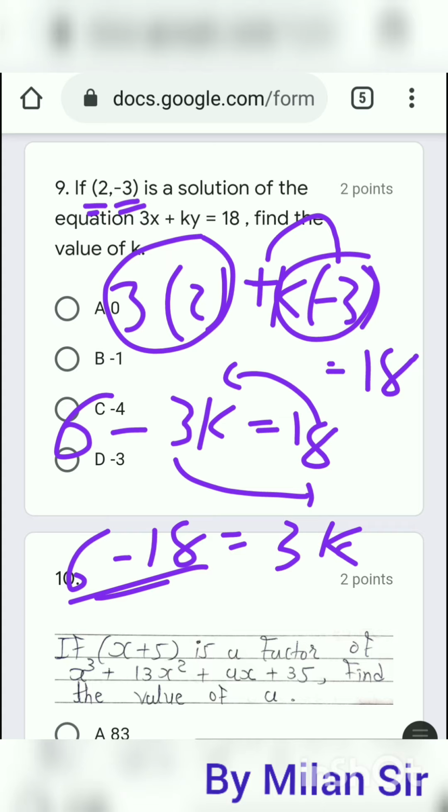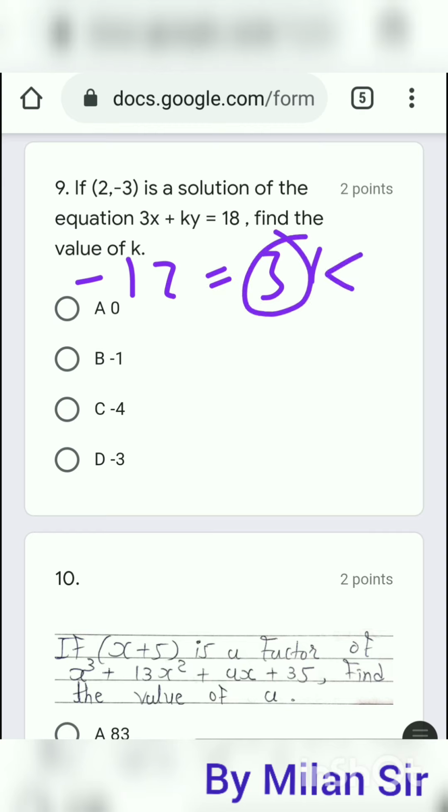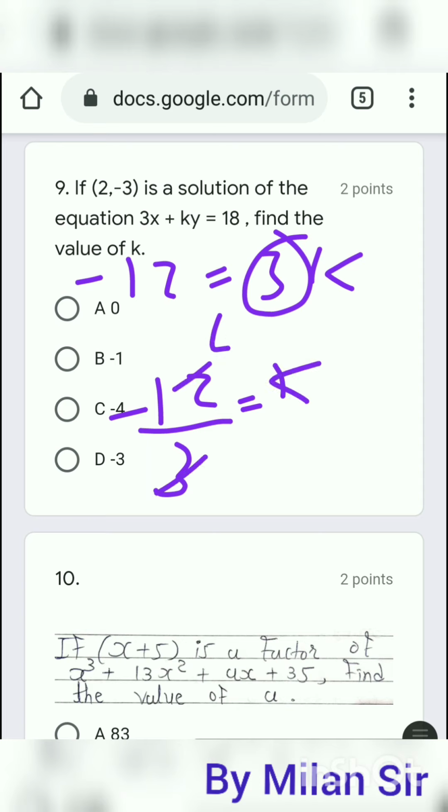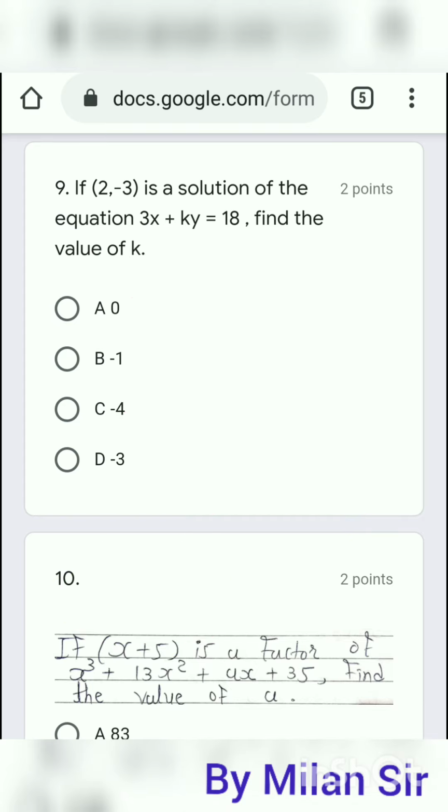Here 6 minus 18 is minus 18 minus 6, 12. The bigger number 18 has a negative sign, so negative sign, and here 3k. So minus 12 is equal to 3k. Now transfer this 3 to the left hand side, it goes to the denominator. So 3 4s are 12, so k is equal to minus 4. So our answer is k is equal to minus 4, option C. Okay, this is the 2 marks question.